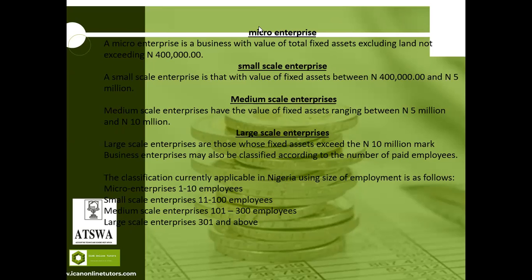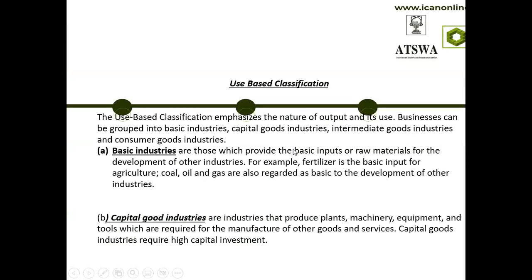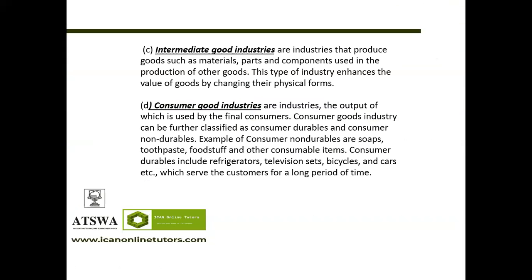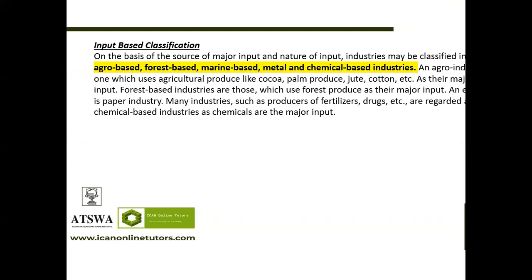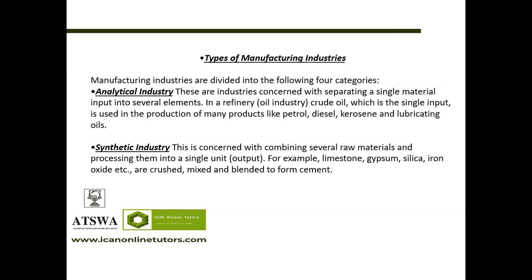In terms of number of employees, micro is 1 to 10, small is between 11 and 100, medium is between 101 and 300, and the large one is 301 and above. Then we also move on to the use base: the basic industry, the capital goods, the intermediary, the consumer. We talk about input-based classification: the agro, forest, marine, metal, and the chemical base. We also talk about types of manufacturing industry.